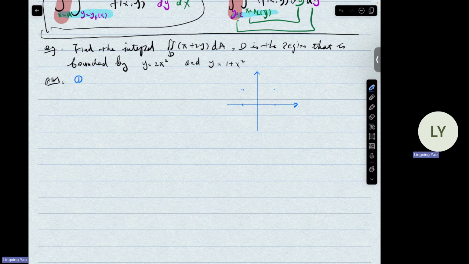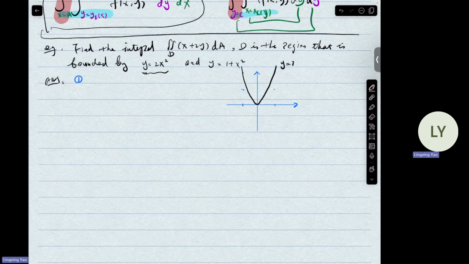Okay, so how do we plot? I guess we need to plot two curves. The first one is this. When x equals 1 and -1, y will be equal to 2, I guess. So the curve looks like it has to be a parabola, right? It is a little bit narrower than the other parabola we would typically see.